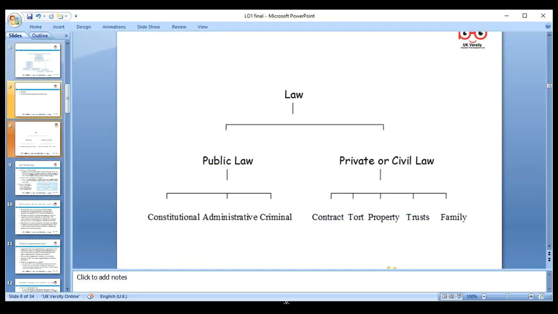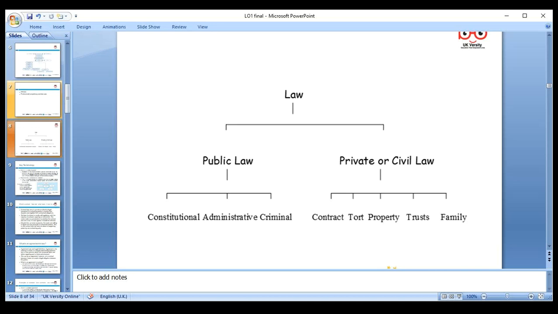Okay. Then as we earlier discussed, law has public law and private or civil law. So contract comes under the civil law. Then we have tort law, property law, trust law and family law, all of which come under the civil law. And those are civil court matters.